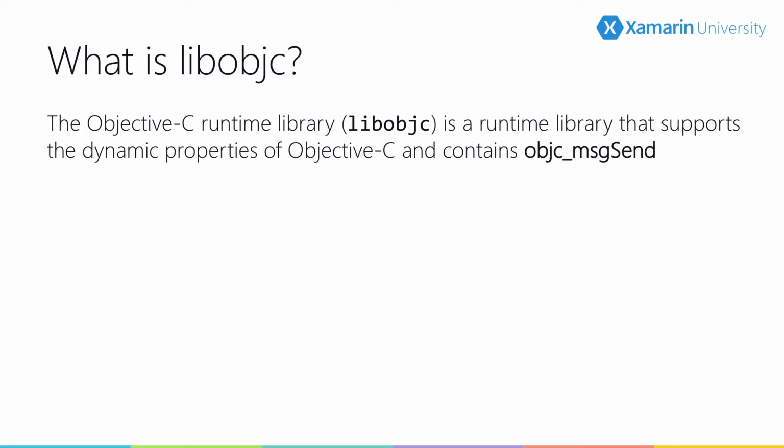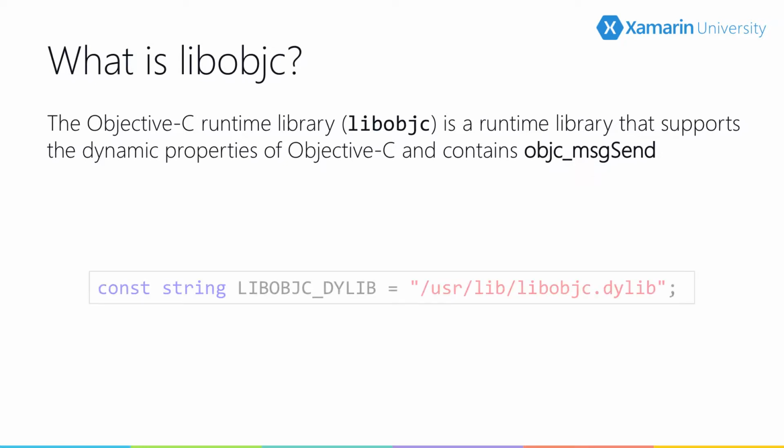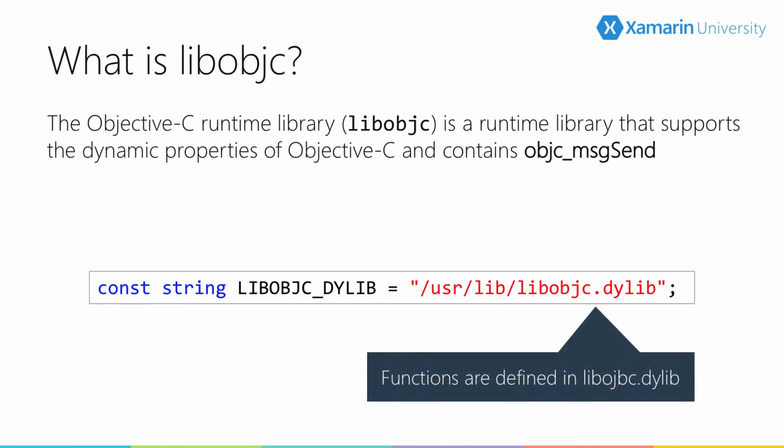As you might have guessed, based on the function name, ObjectiveC message send is a function found in ObjectiveC libraries. More specifically, the ObjectiveC runtime library named libobjc. This is an API used to develop a link between ObjectiveC and other languages. And functions from this library are implemented in a shared library named libobjc dylib.